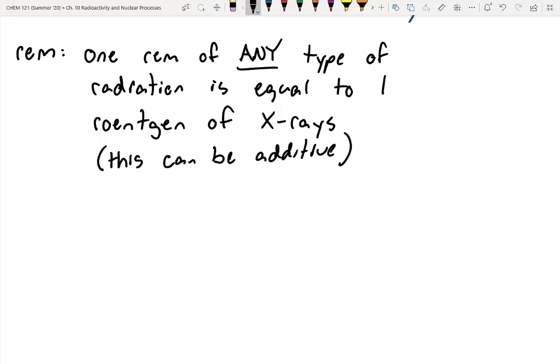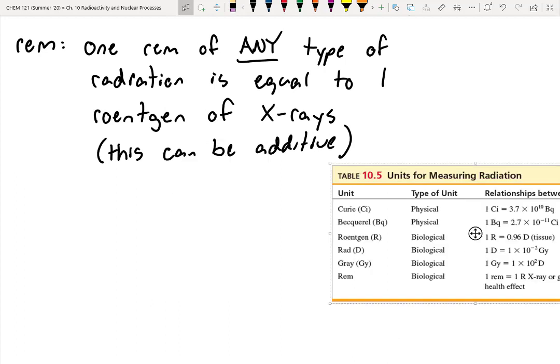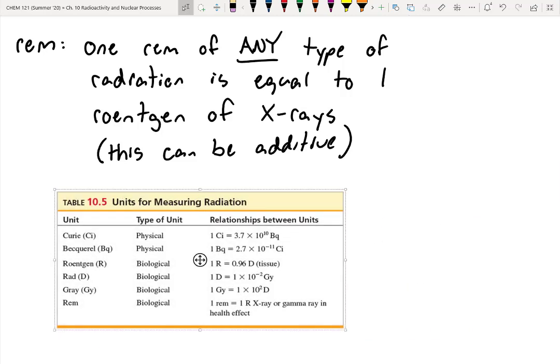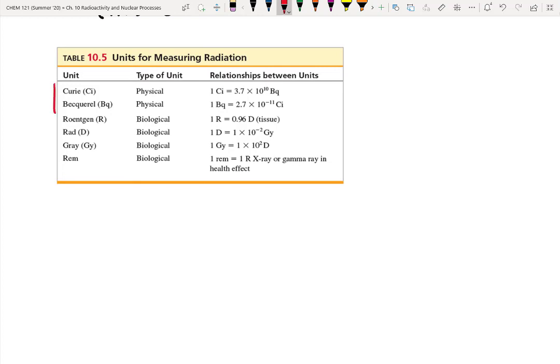And I just wanted to go over all of these. I know this is a lot to remember. I just wanted to introduce all of these because depending on the field that you go into, you'll probably have one that you may refer to. So let's take a look at the chart in our book. This takes a look at all of these along with their relationships between units. The first two we talked about were the physical ones, where we were looking at the number of nuclei that decay per second. But we said that they're related, so we can convert between these using the conversion factors shown on the right.